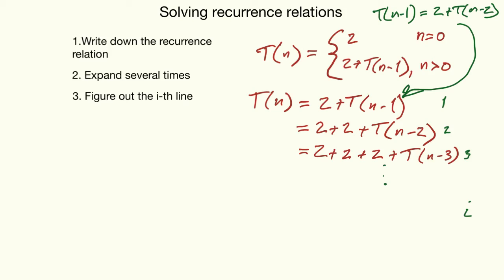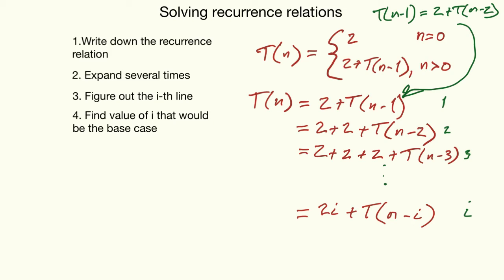So hopefully you're seeing the pattern here that on the ith line, it's going to be i 2's. So we can write that as 2i. And then it gets added to T of what? Look at the pattern over here. It was always T of n minus the line number. So we have T of n minus i. And that is the ith line.